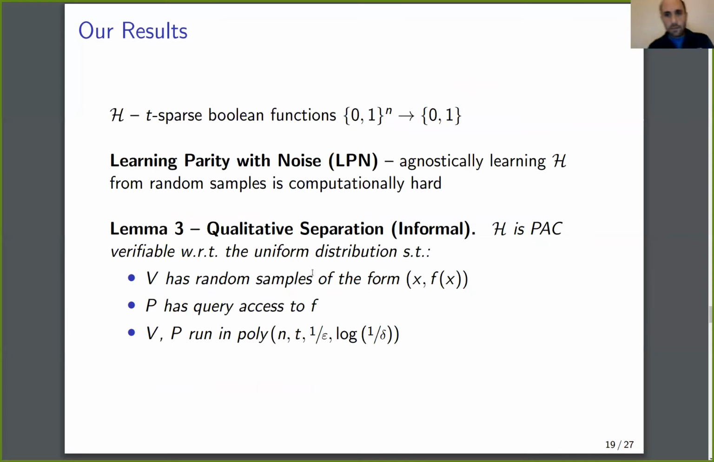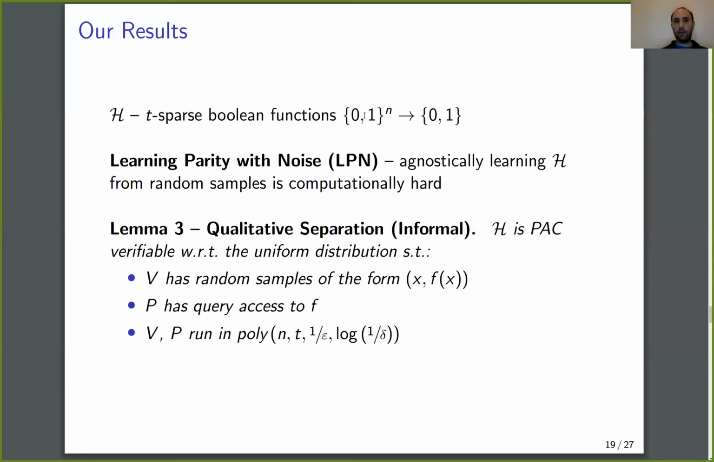Our third result is a qualitative separation. This result talks about the class H of t-splice Boolean functions from the Boolean hypercube to 0, 1, and I'll define that class in the next slide. But the point is that if you adopt the learning parity with noise assumption, which is a very common assumption in cryptography, then agnostic learning the class H from random samples is computationally hard.